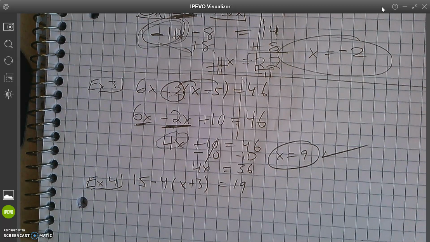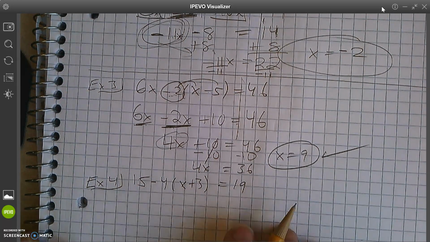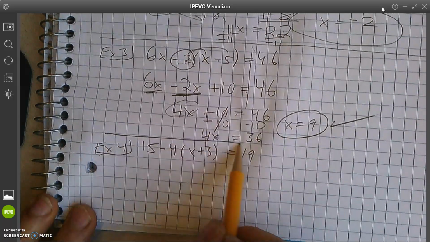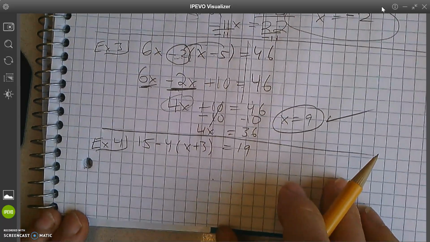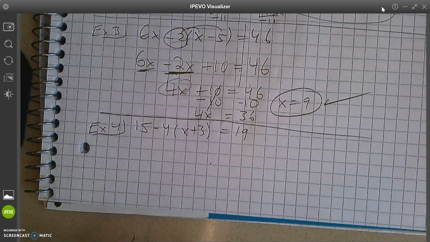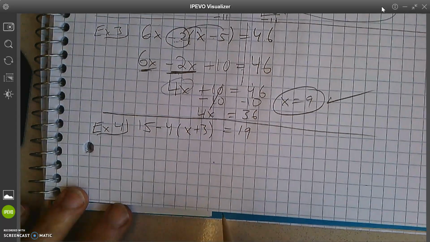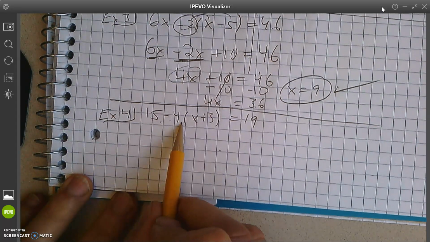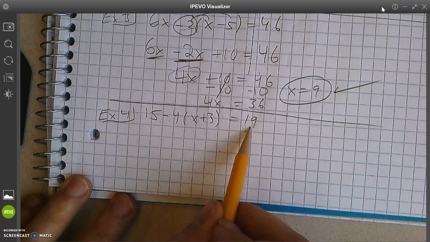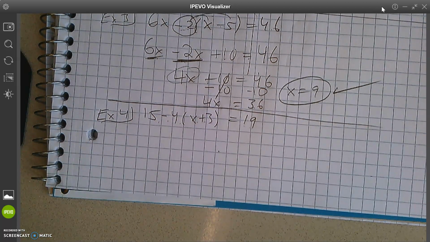Check if you got it. Nice job. One more on your own. If you didn't get this one, try for this one. Keep at it. The more you practice, don't get discouraged. You're going to get it. All right. 15 minus 4 times the quantity x plus 3 equals 19. On your own. Ready, steady, go.